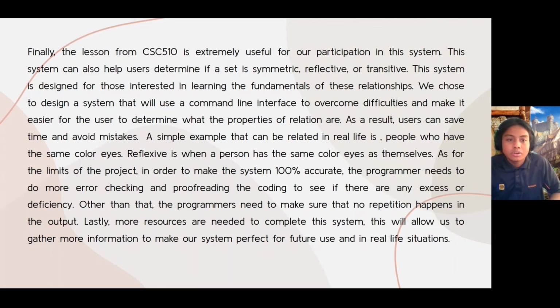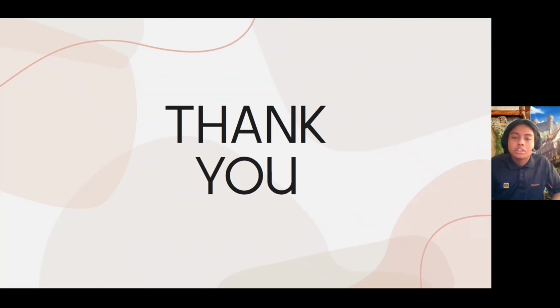For the limits of the project, in order to make the system 100% accurate, the programmers need to do more error checking and proofreading of the code to see if there are any excesses or deficiencies. Other than that, the programmers need to make sure that no repetition happens in the output. And lastly, more resources are needed to complete the system. This will allow us to gather more information to make our system perfect for future use and in real life situations. Thank you very much.